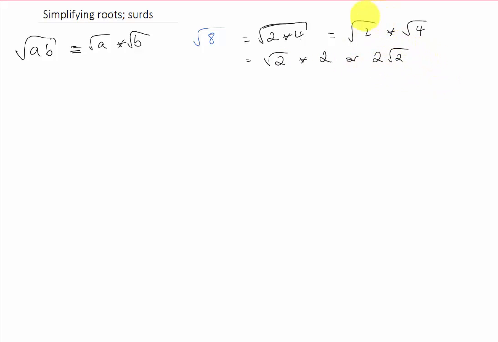So we can kind of factor out what's inside the square root, and then remove some of it while leaving other bits as a square root. Okay, so what do I mean by surd? So this is simplifying.